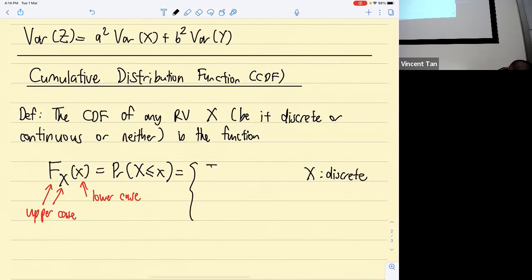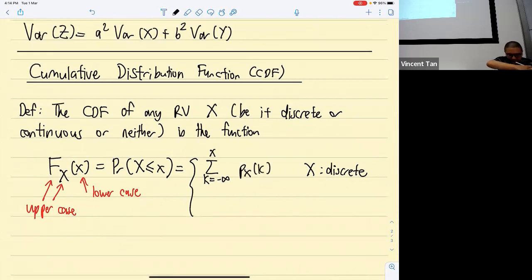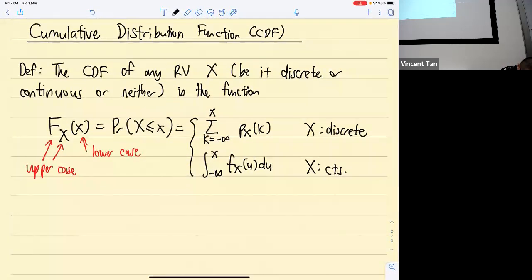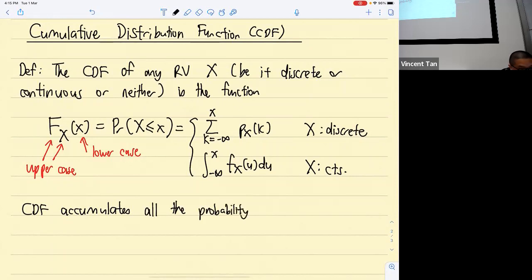Now, in the special case that X is a discrete random variable, how do we write this out using the PMF? I'm going to write this as the sum from k equals minus infinity all the way up to x of the PMF. So this basically accumulates all the probability masses from minus infinity all the way up to x, including x. For the continuous case, we integrate from negative infinity up to x of f_X(u) du, X continuous. So intuitively what's happening is that the CDF accumulates all the probability masses up to and including x.